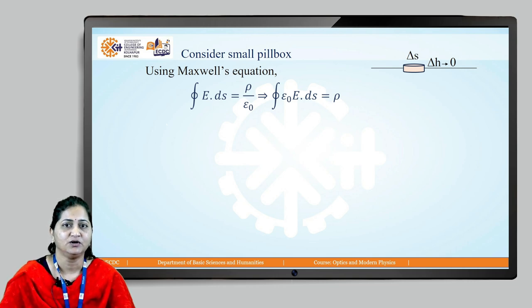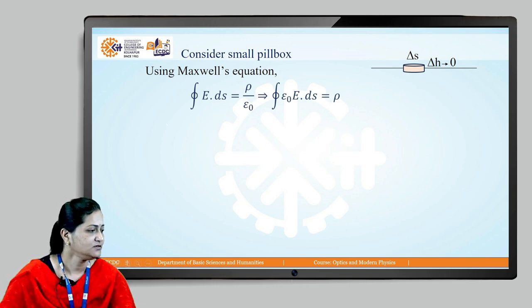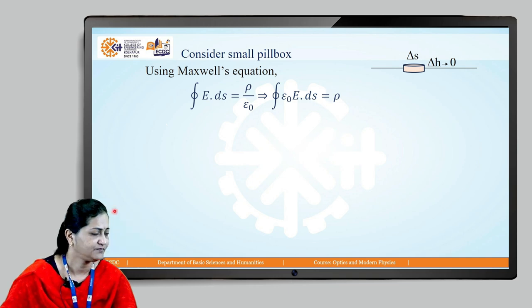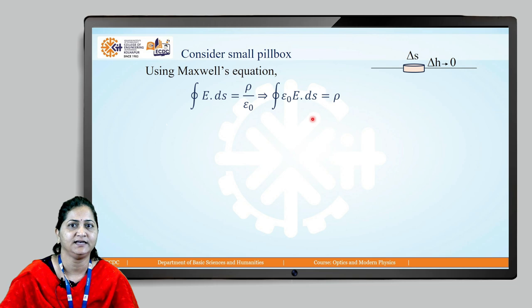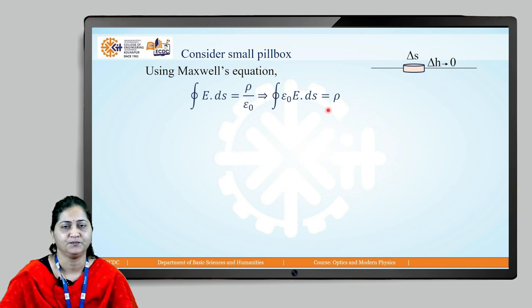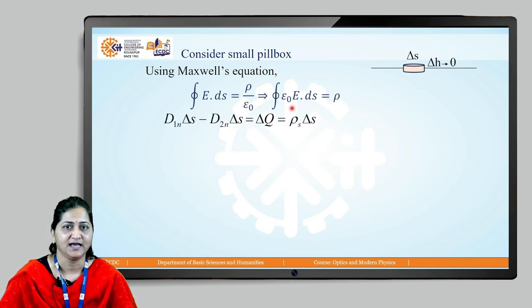Here if we solve this equation further, if we take that epsilon naught on the left hand side, then it becomes integration epsilon naught E dot dS is equal to rho. But as it is a purely dielectric medium, this rho, that is surface charge density of free charges, is equal to zero, since no free charges are available for dielectrics, and therefore this integration epsilon naught E dot dS is equal to zero. But we know that epsilon naught E is equal to D, and hence we can write the equation as integration D dot dS equal to zero.